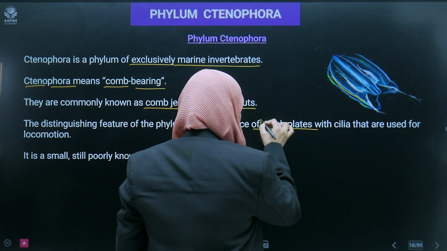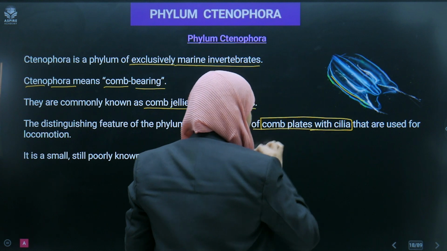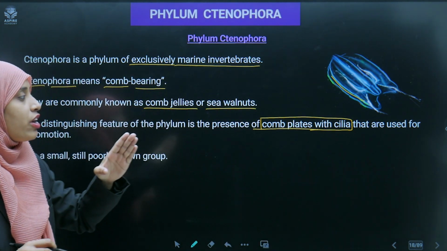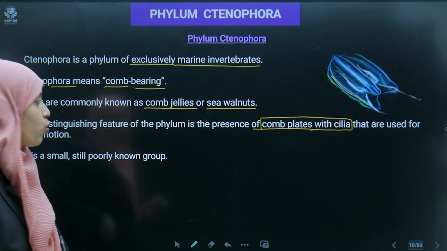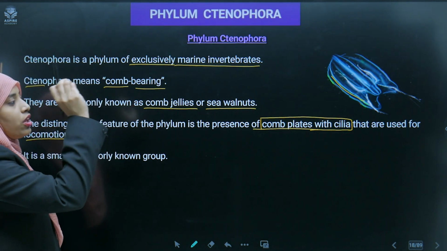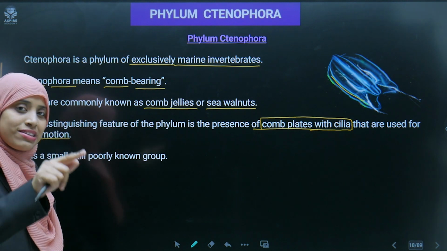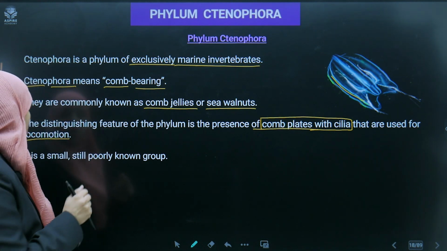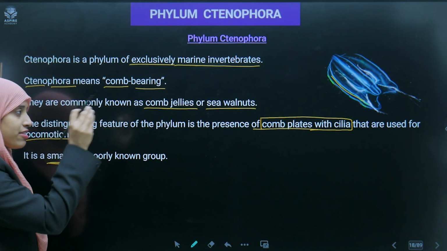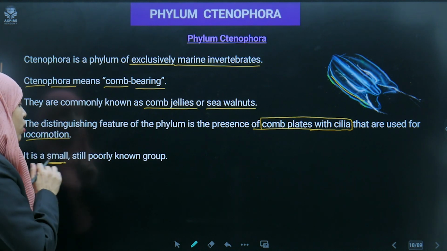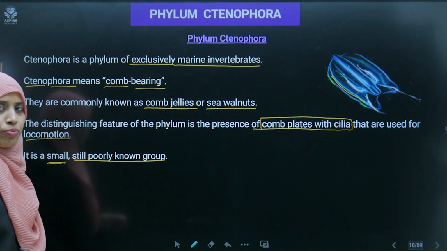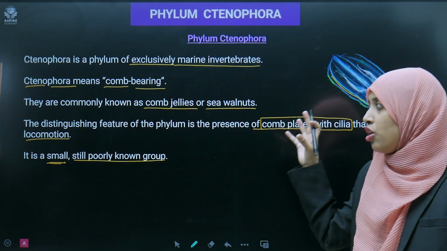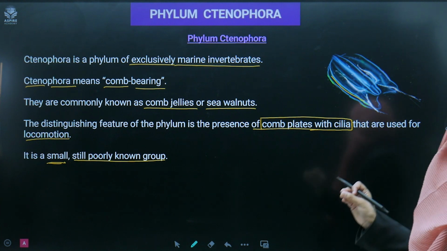So the comb plate is present with cilia which help in locomotion. अगर cilia है तो directly we can relate that it is used for locomotion. So the presence of the comb plate with cilia is the distinguishing feature of the phylum Ctenophora. They are small organisms and a still poorly known group. Small है, but not too famous. बहुत ज़्यादा well known नहीं है the members of this phylum.